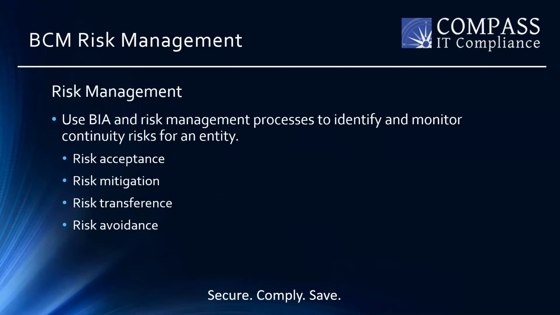Okay, a little bit more on that. The BIA, the foundation I mentioned earlier, the business impact analysis, is where you identify which critical functions, and the risk management processes that identify and monitor continuity risks for the entity. Kind of fancy words, but the foundation is the BIA and understanding the risk levels for the organization. So when you talk about risk management, these are common facets: risk acceptance, risk mitigation, meaning a plan to mitigate that risk, risk transference, as well as avoiding risk altogether.